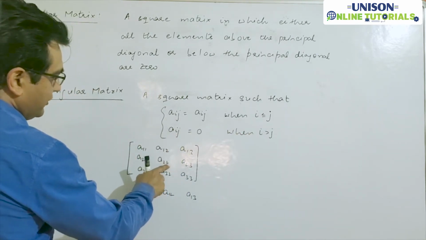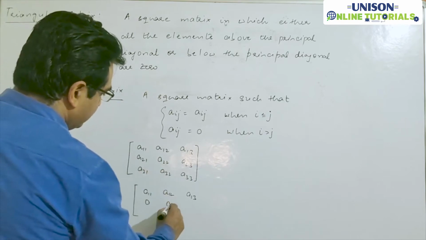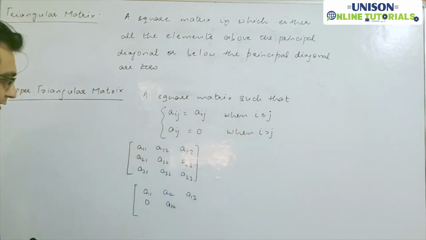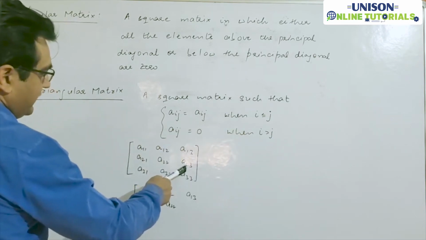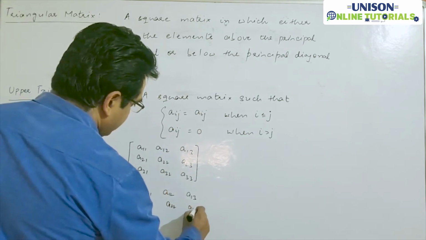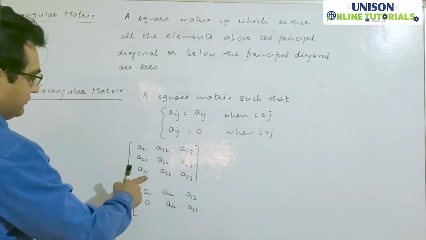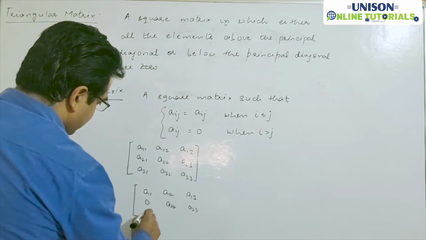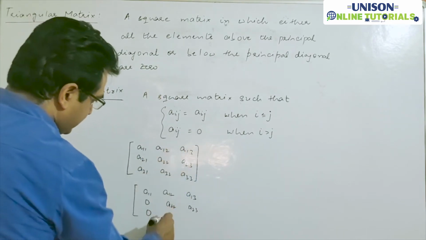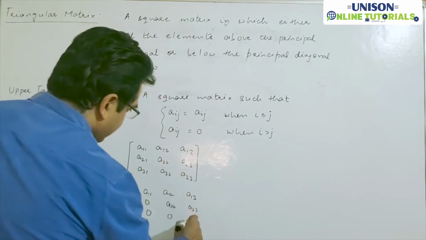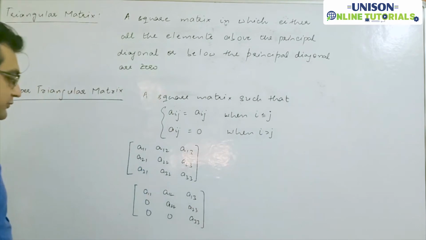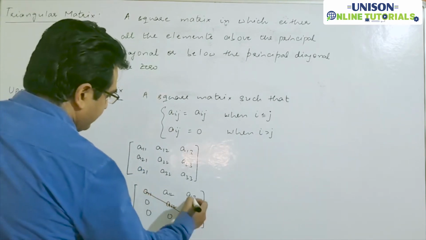Here i is equal to j, 2, 2. So it will remain the same, A22, because when i is equal to j, it will remain Aij. A23. That means 2 is less than 3, i is less than j. So it remains A23. 3, 1. 3 is greater than 1, i is more than j, it is 0. In this case, i is more than j, so it is again 0. i is equal to j, it is A33. So this is upper triangular matrix.